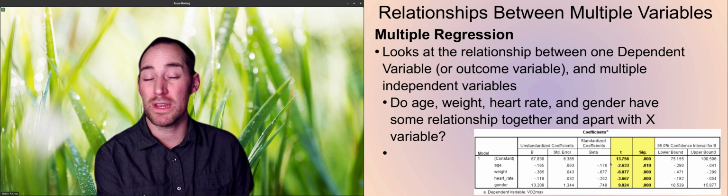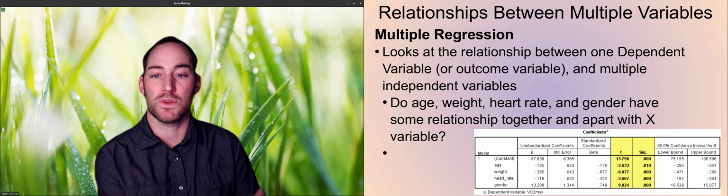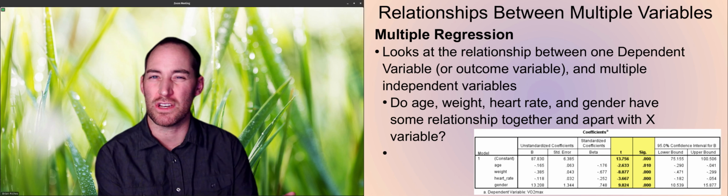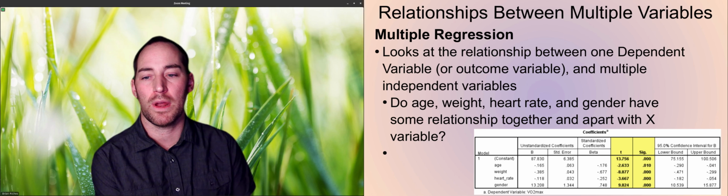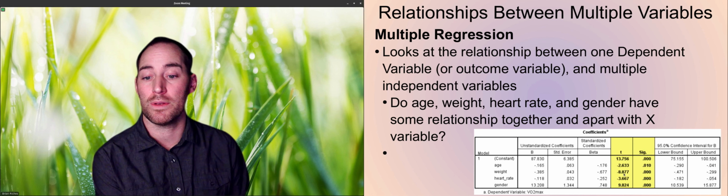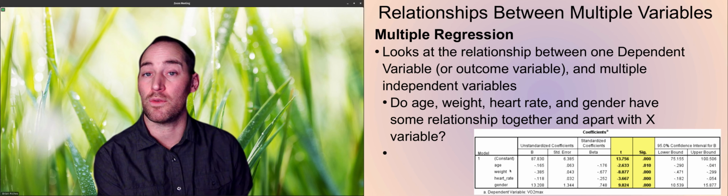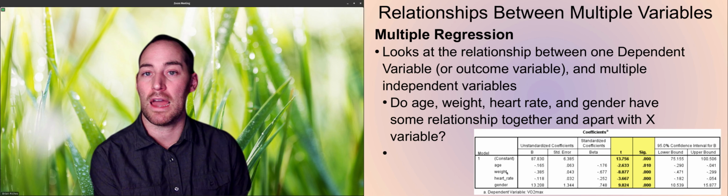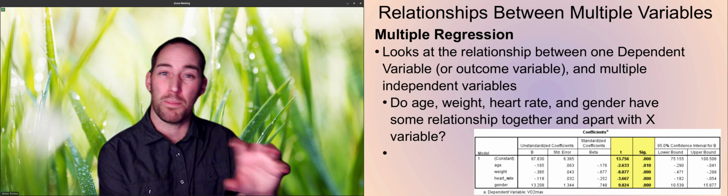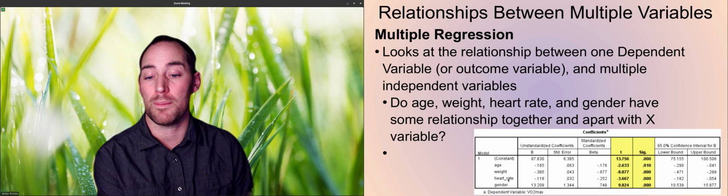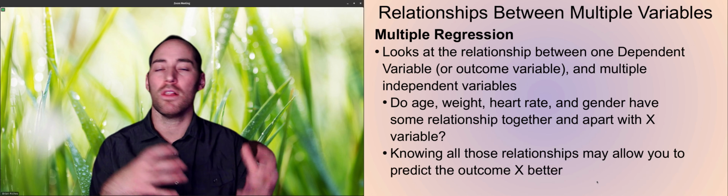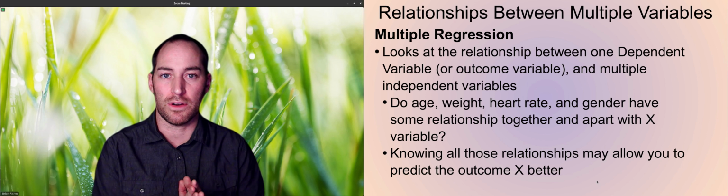You can also say with multiple regression, does weight have an impact? Again, probably not the right word because that suggests causation. So does weight, heart rate, or gender have any relationship with oxygen consumption, apart from any other variable? Weight and heart rate, do they have a relationship together with oxygen consumption? Or do they have relationships by themselves, even when you pull out the data that we can find about heart rate? Things like that.